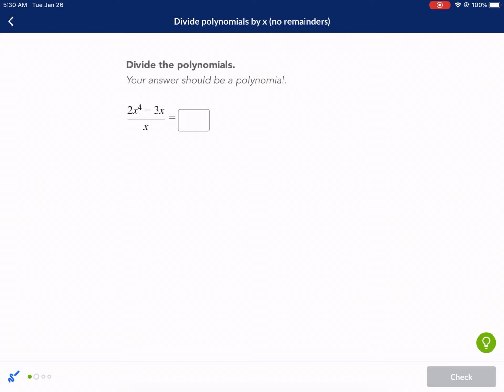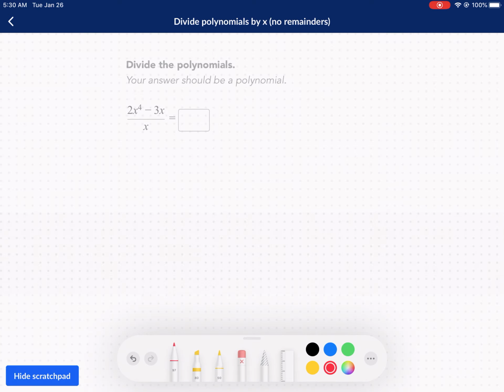All right, next question. Now I showed you how to split it. Now we have 2x to the 4th minus 3x over x. So we can split it if you want.